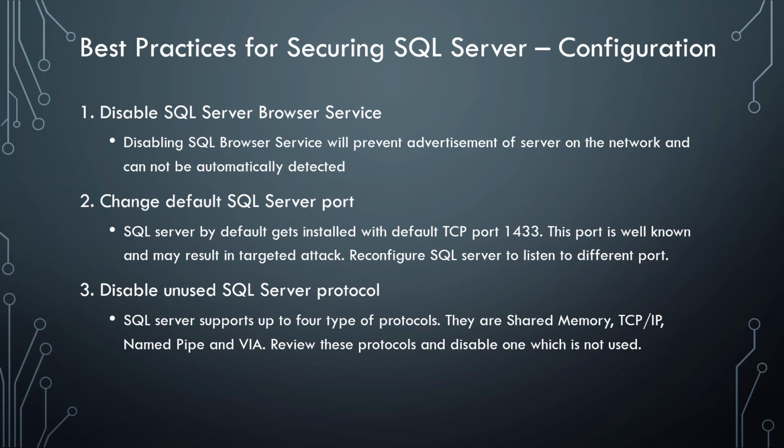Next, SQL Server supports 4 types of protocol. They are shared memory, TCP/IP, named pipes, and VIA. We should review these protocols and disable the ones which are not used. TCP/IP and named pipes are the most commonly used protocols.